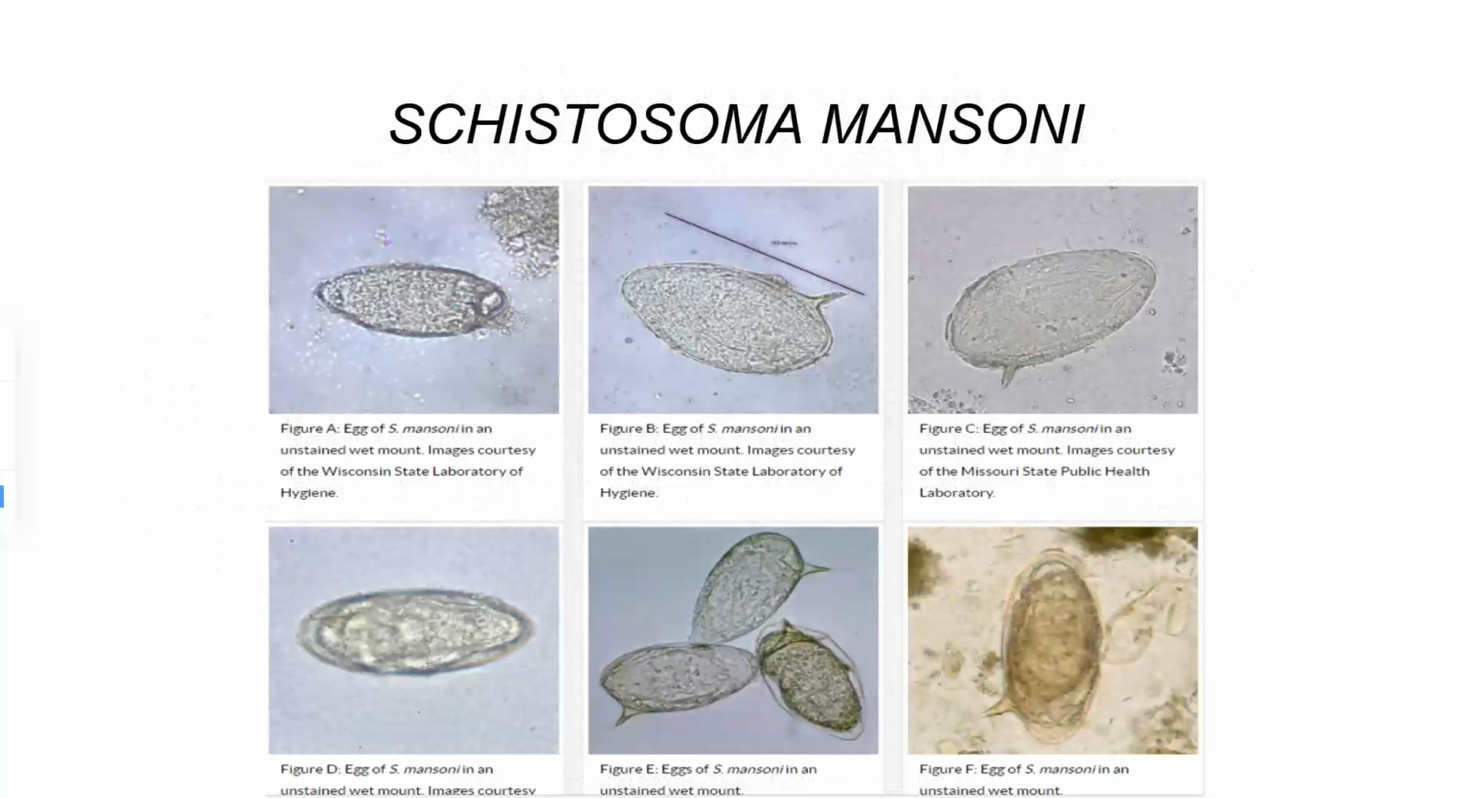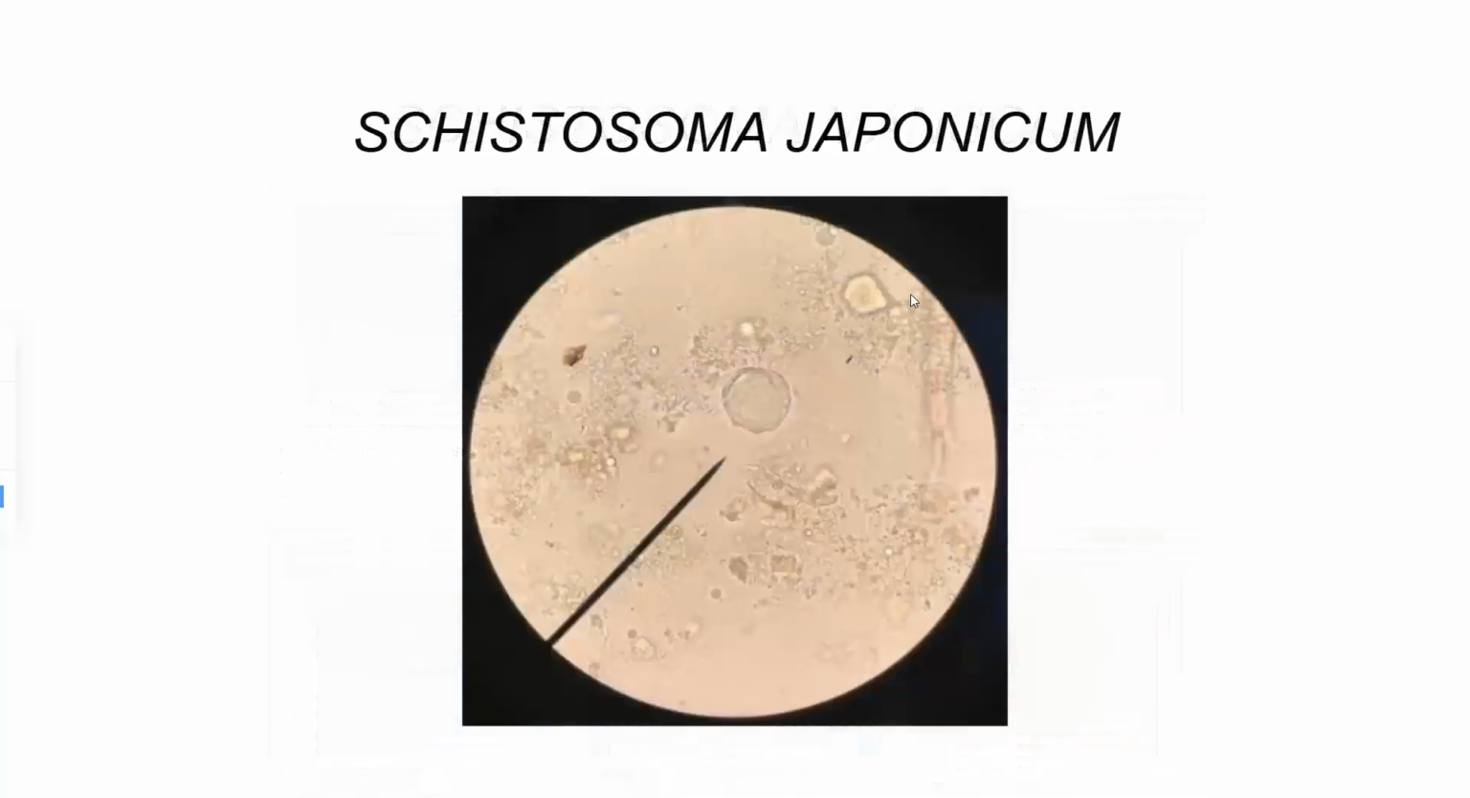So this is a picture of Schistosoma mansoni egg. This one is clearly distinguishable because of this hook that comes out on the side here. So it's an oval-shaped egg that almost comes to a little bit of a point at the end, and then it has this sharp hook that hangs off to the side.